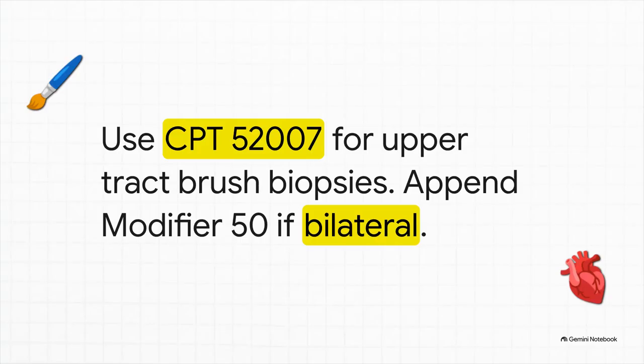If the physician goes beyond the bladder to perform a biopsy of the ureter or the kidney itself, which often involves ureteral catheterization and a brush biopsy, you need to lock in CPT 52007. And here is a major pro tip. Laterality matters immensely here. If they brush biopsy both the left and right sides, you must append modifier 50 to reflect a bilateral procedure. That ensures accurate reimbursement for the double effort.